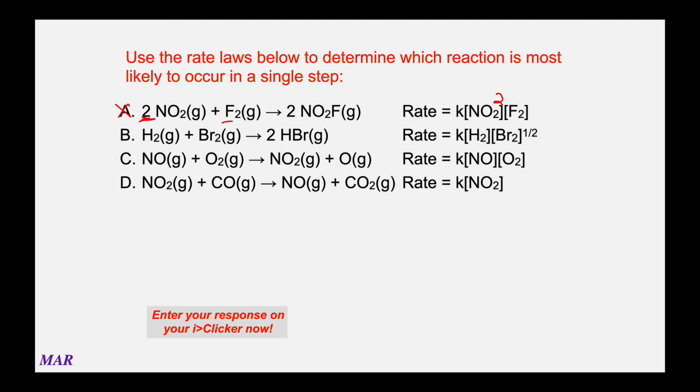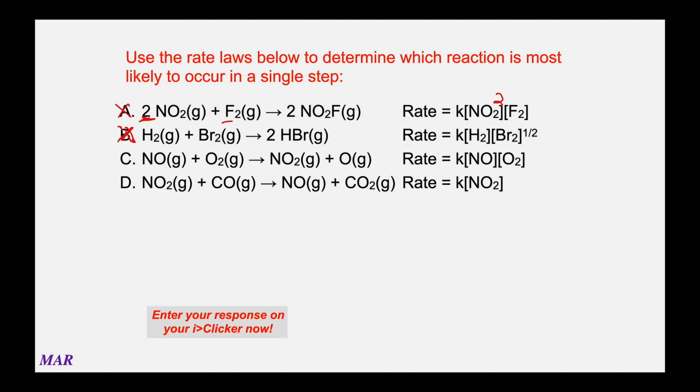The second one, H2 and Br2 making 2 HBr, notice how in the rate law, you do have 1 H2, and that's good because we have 1 H2 on the reactant side, but we only have half of a Br2. If this was actually a single step, you wouldn't have half of a Br2, you'd have a full Br2 because 1 Br2 reacts with 1 H2. Answer B is also not correct. The stoichiometries of the reactants do not match the orders in the rate law, and that's kind of what we're after.